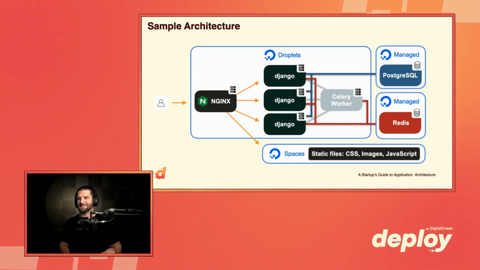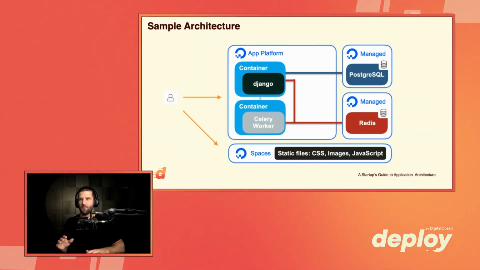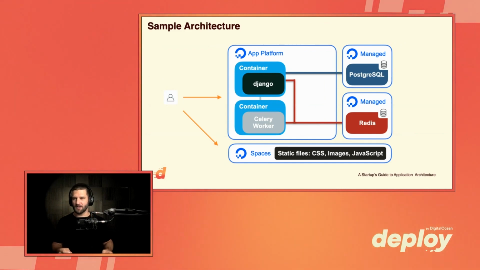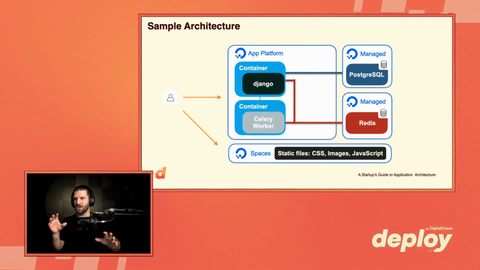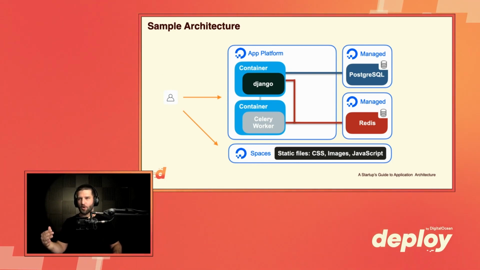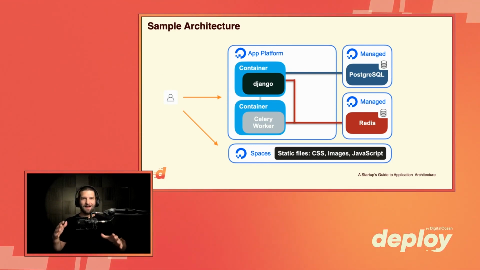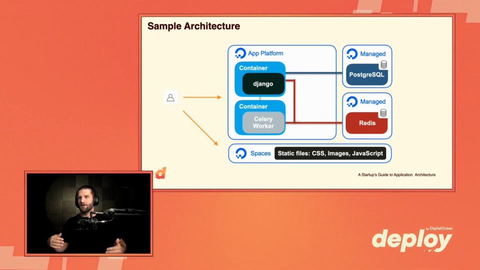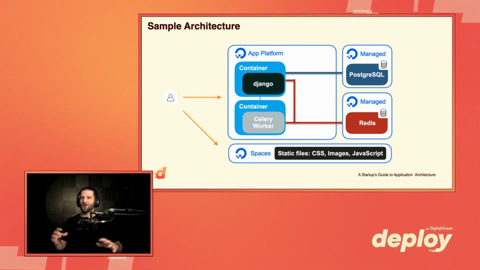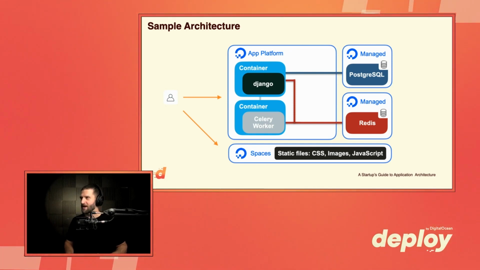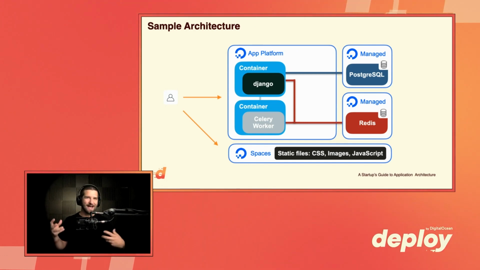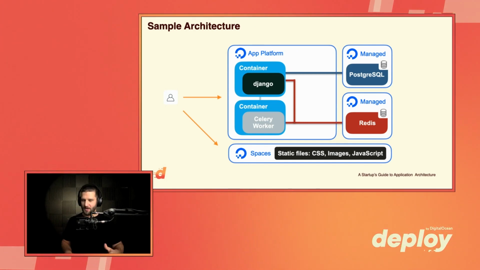So what we want to see here is something a little bit more like this, a more simplified architecture, so you can really just focus on the code that you want to run, in the case of Django and our background worker process. All of that can be on DigitalOcean App Platform running in containers. Now, if you don't understand containers, or you've never heard of them before, essentially what they allow you to do is isolate your code so you don't have a bunch of dependencies.